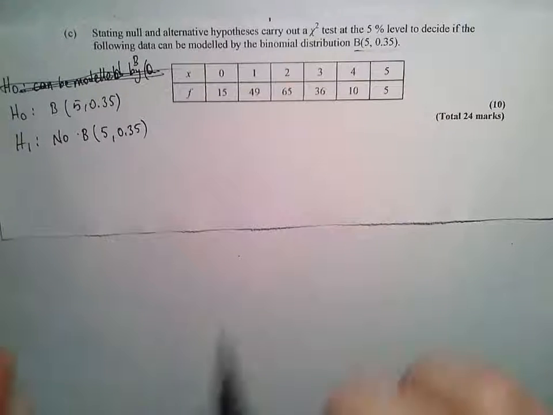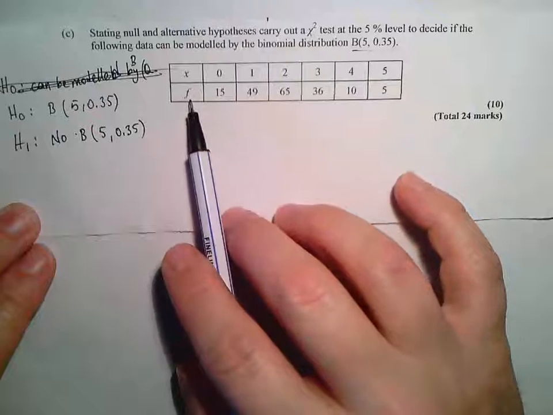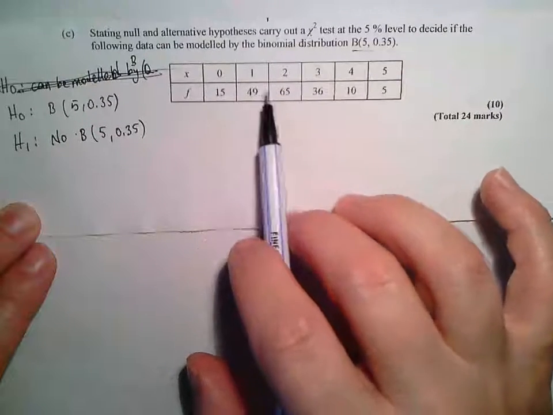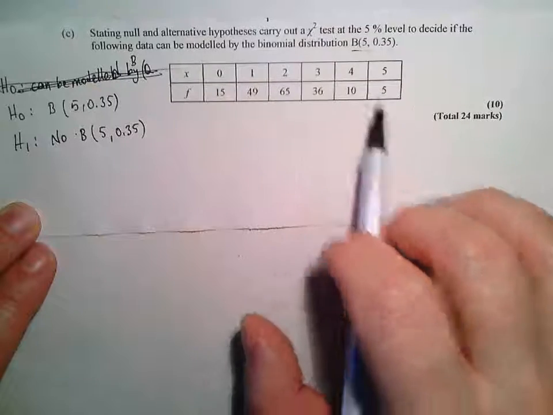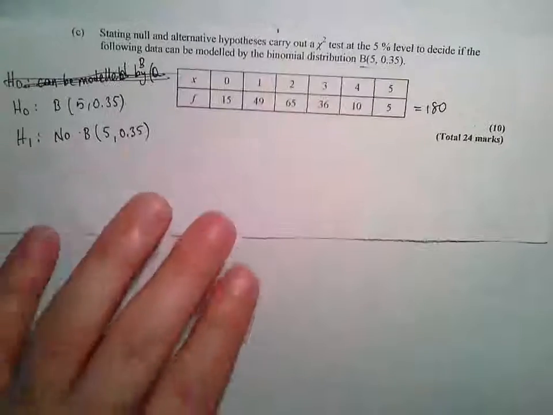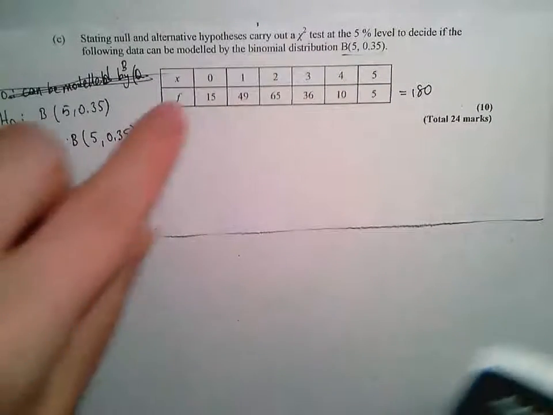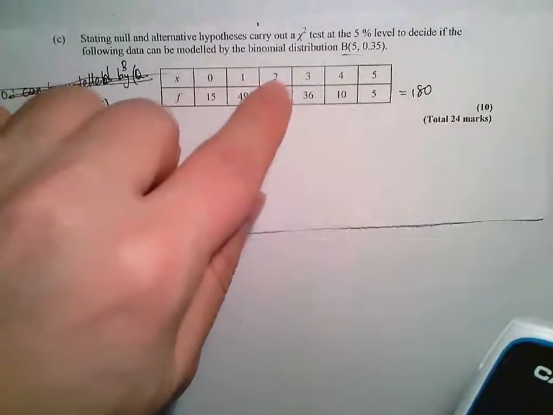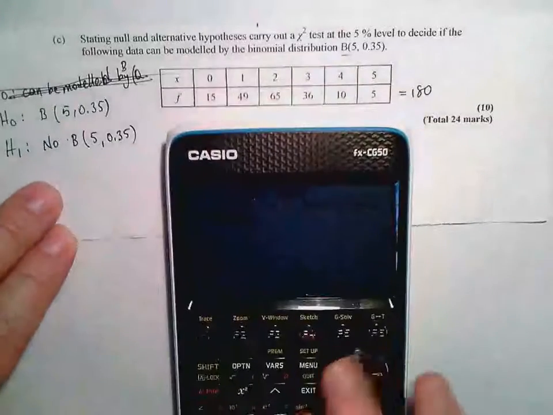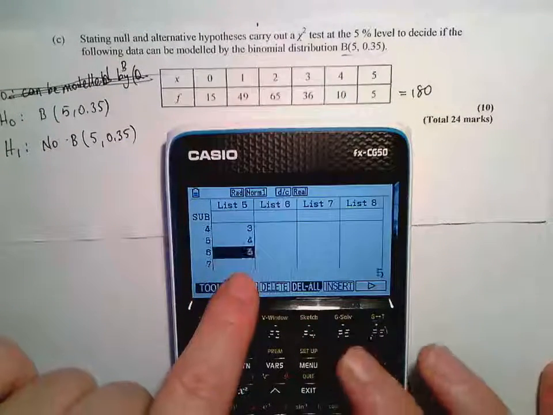But before, we need to know how many times this is happening, right? What is the total observed value? So 15 plus 49 plus 65 plus this and this and this. We have 180 values actually. This is 0 times happening, 1 time, 2 times, 3 times, 4 times, right? Take out your calculator and write it down: 0, 1, 2, 3, 4, 5 times happening.